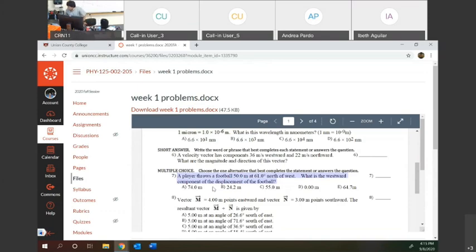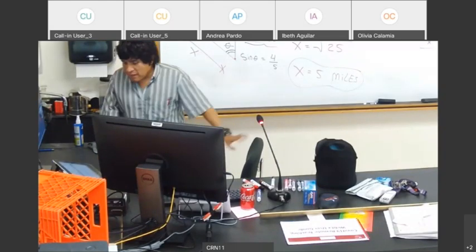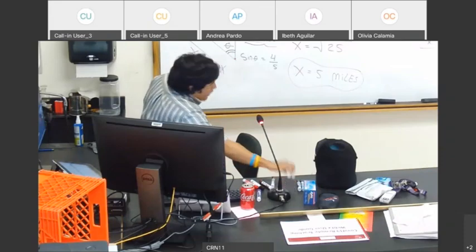Chapter 1. It says there, a player throws a football 50 meters at 61 north of west. What is the westward component of the displacement? For many of the physics exercises, you probably only need to apply one formula or one equation. But there are some situations like this, for example in vectors, where it is very important that you draw the situation. So it says 50 meters at 61 north of west.